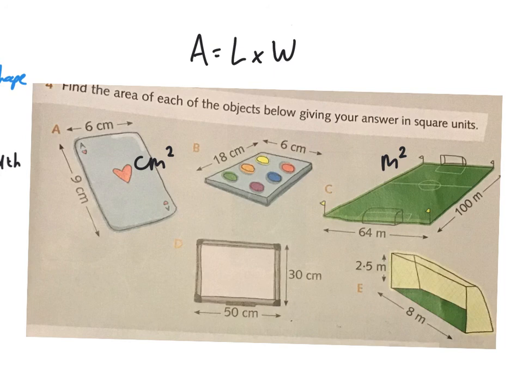Just be careful whenever it comes to E, you've got to do 8 times 2.5. 8 times 2 you'll be fine with, but just remember that when you multiply something by a half, that's exactly the same as dividing it by 2. So multiplying something by a half is the same as dividing it by 2. Just remember that fact for E.